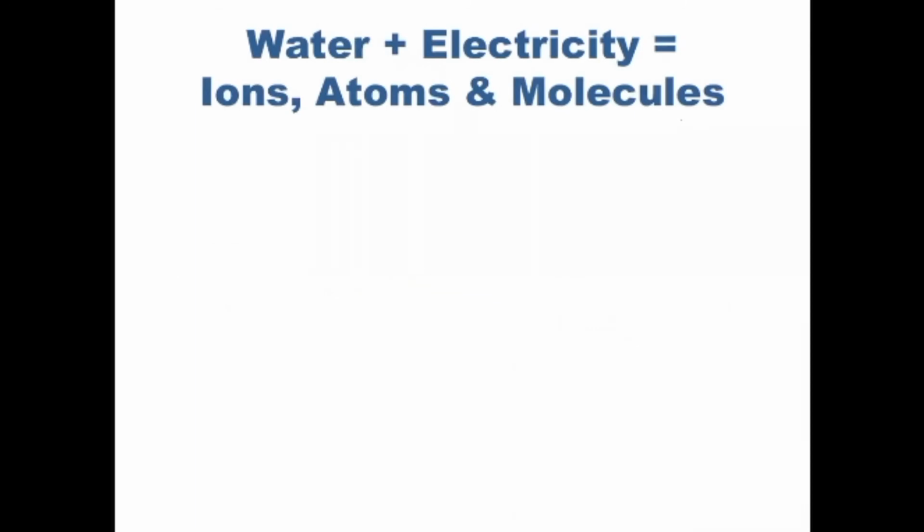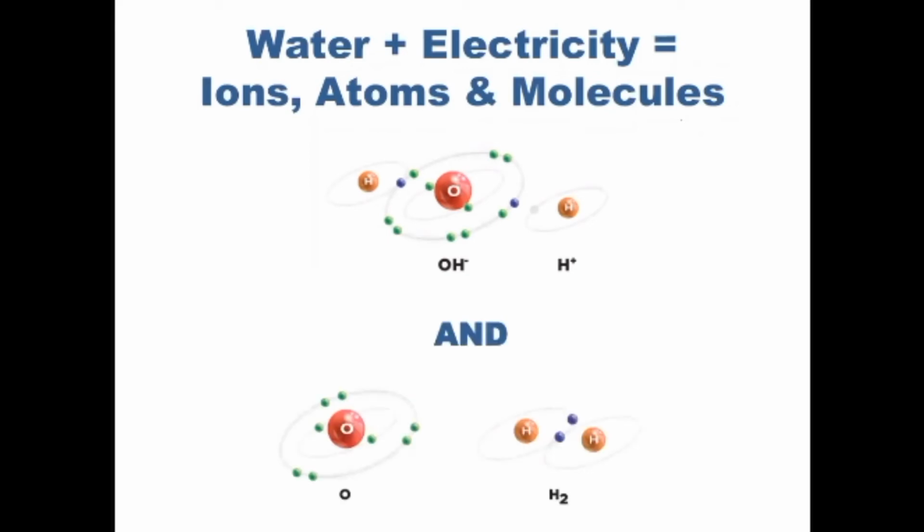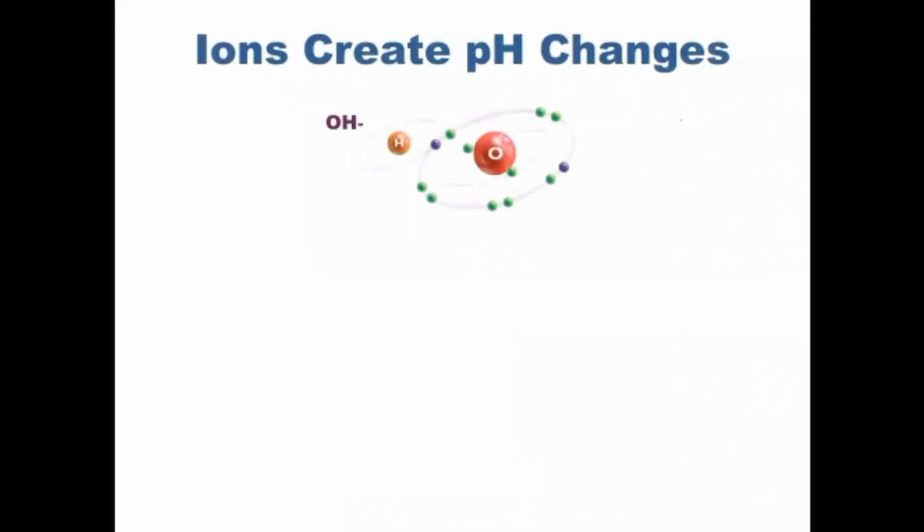And when water has electricity added to it, it produces ions, like OH negative and H positive. It produces some atoms like oxygen, and it produces molecules like H2. So all of these things happen when electricity passes through water. We get ions, we get atoms, and we get molecules. And ions create the pH changes in your water. So OH negative is what creates alkalinity.